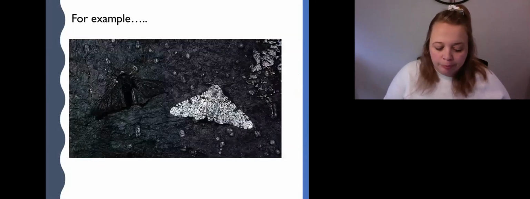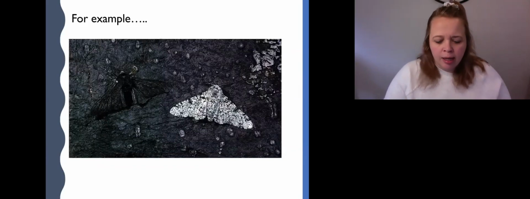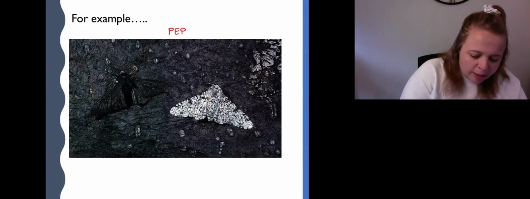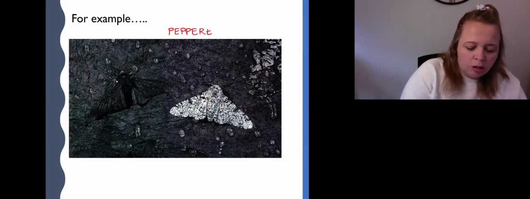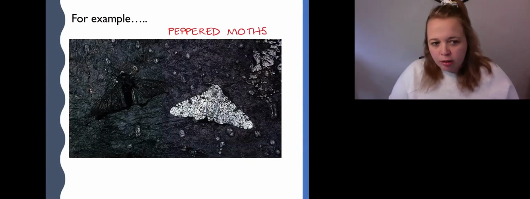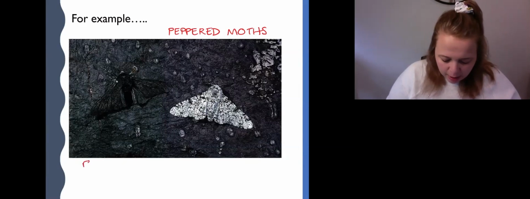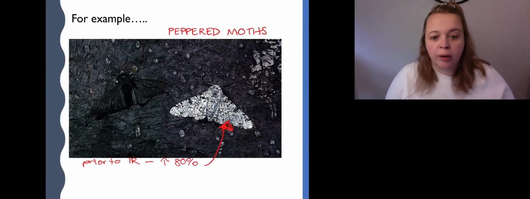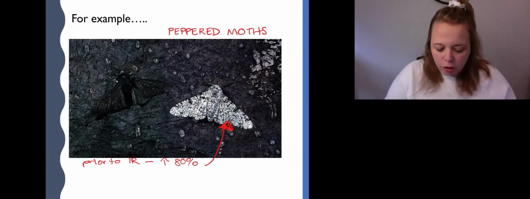So here's a really good example. These are called peppered moths. Now, what I'm hoping to find for you guys is a bit of a simulation to show you what happened with the peppered moths. But prior to the Industrial Revolution, we had about 80% of these white moths, and only 20% of the black moths. That's because the trees were covered in lichen, which looks very, very similar to this.